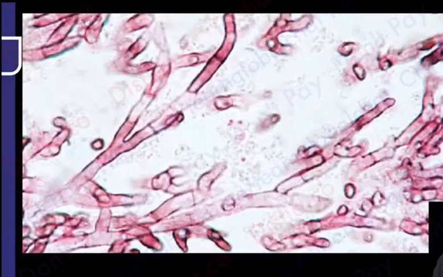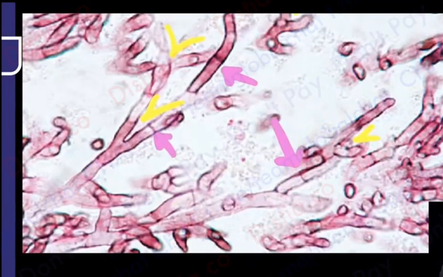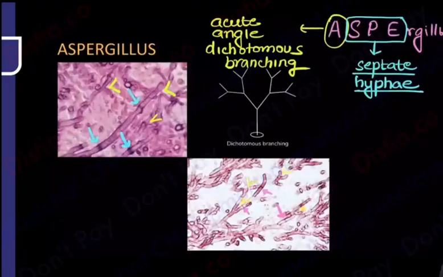So you will realize, look at the kind of branching. The kind of branching is all acute angle branching. And look how from 1 to 2, 2 to 4, how it's going all throughout dichotomous branching. Also, do you see lines? Yes. Can you see the lines or the septae inside it? Of course, this is a septate hyphae. Okay, so that is about how it's going to look like.